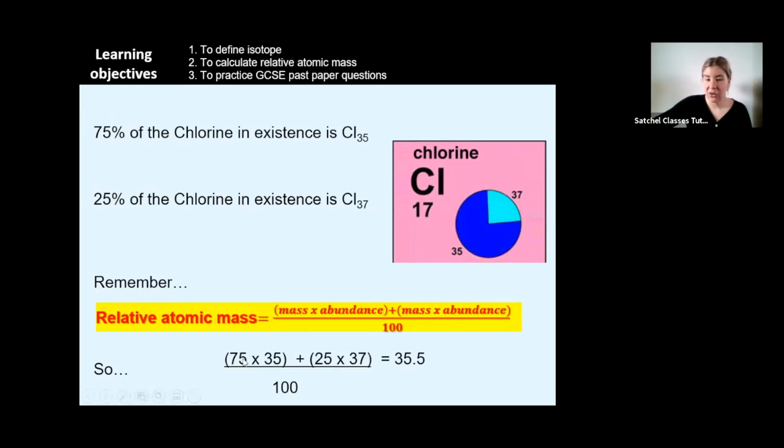If you're writing this down, it's probably a good idea to copy this example. So 75 times 35, the abundance times the mass, plus the abundance times the mass of the second isotope, all of that over 100, you should get 35.5. If you haven't got that number, it's probably because you're not using the brackets in your calculator. So please make sure you put the brackets in as well, it's really important.